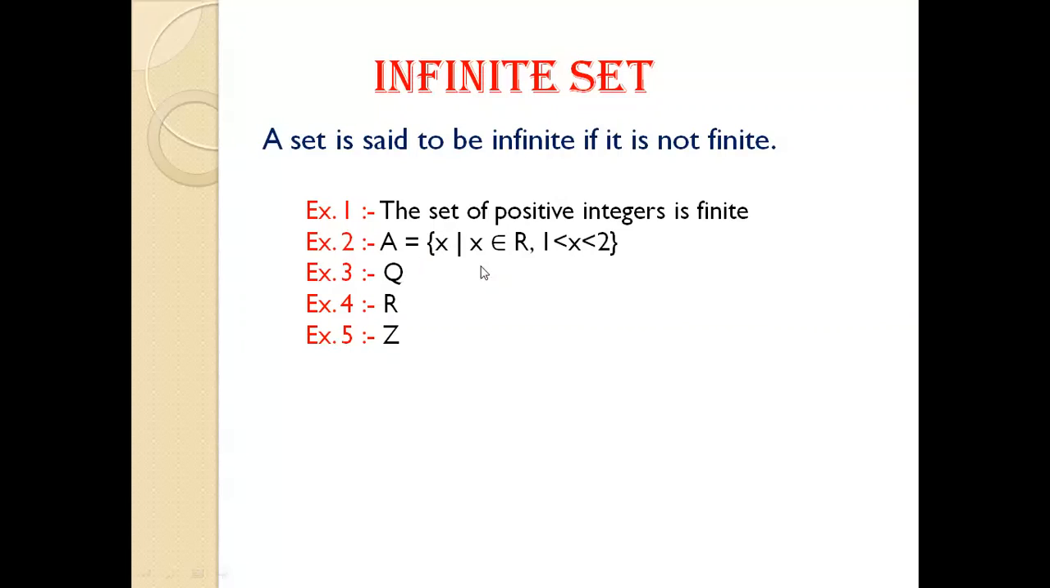Another example is x belongs to real numbers. Also we cannot count real numbers. That's why it is again an example of infinite set. The third example is rational, the fourth example again real, and the last, fifth example is integers. Integers contain positive integers, negative integers, and also zero. So it is again going to infinity. We cannot count them. That's why all of these are examples of infinite set.